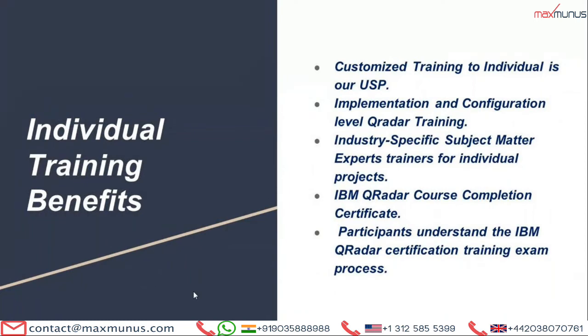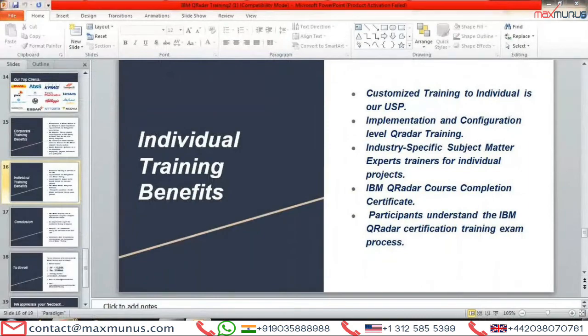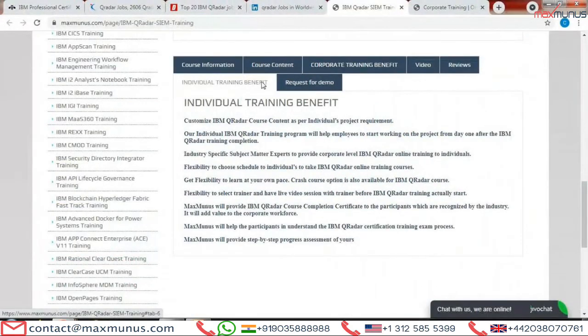What are the individual training benefits from Maxwell's? The benefits are: customized training for the individual is our main USP. Industry-specific subject matter expert trainers for individual projects. Flexibility to select the trainer and have a live video session with the trainer before the IBM Curator training actually starts. Each candidate will easily get to know the IBM Curator certification exam process.